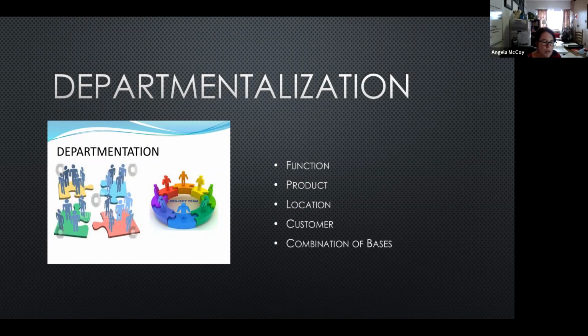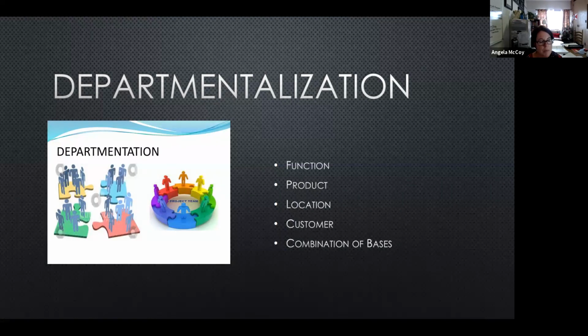If you were to departmentalize by function, you're going to group jobs that relate to the same organizational activity together. Many smaller and newer organizations departmentalize based upon function. The disadvantages to this method are that it can lead to slow decision making, and it tends to emphasize the department rather than the organization.